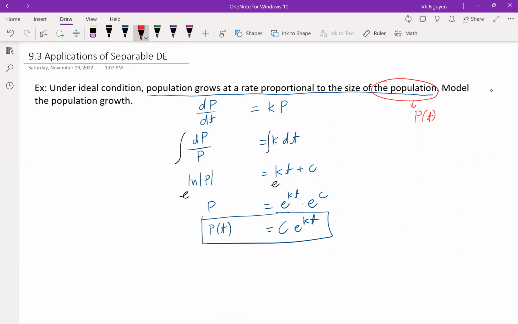We usually solve for C using an initial condition. And we can solve for k using another condition.